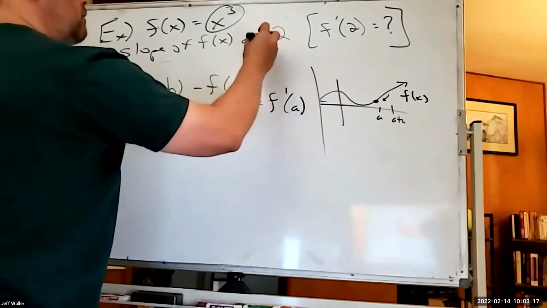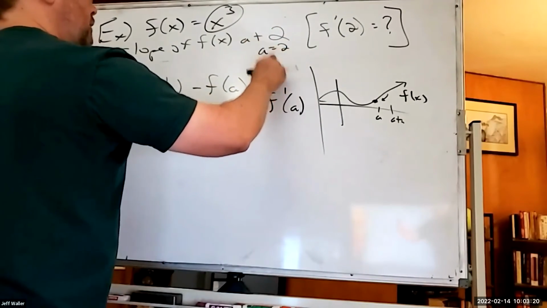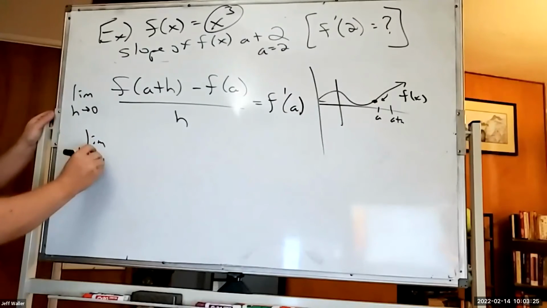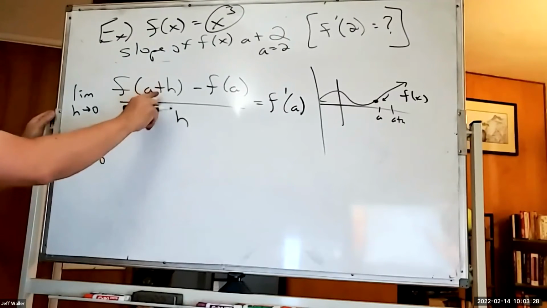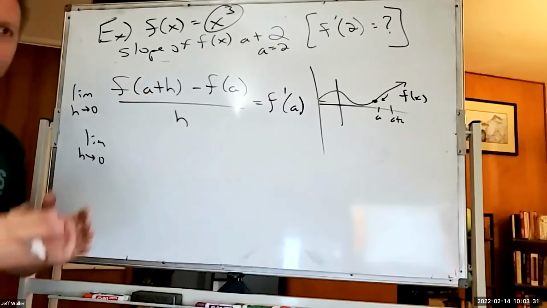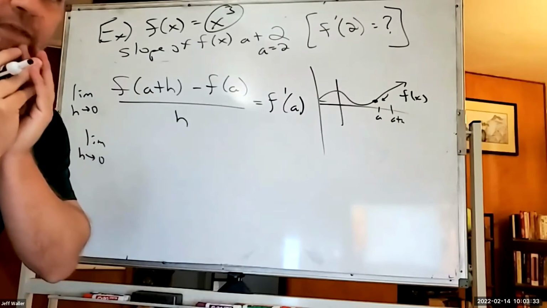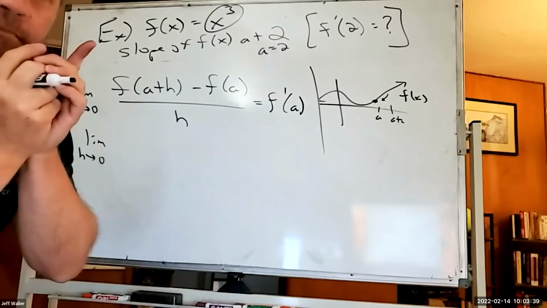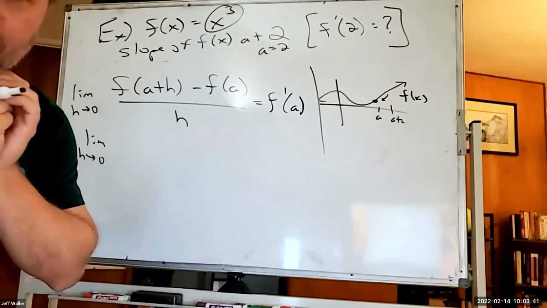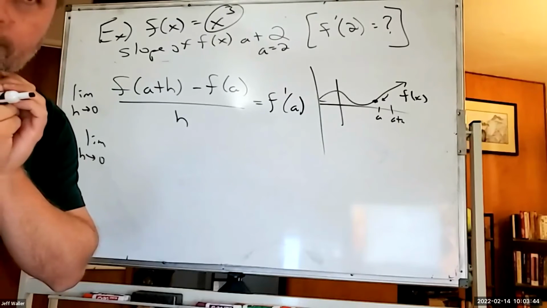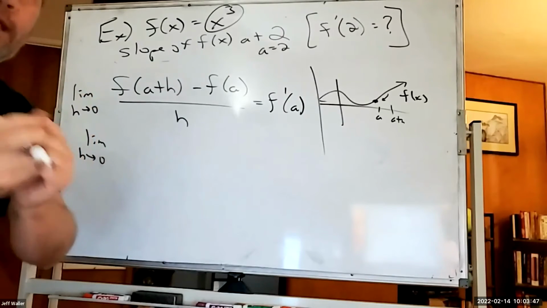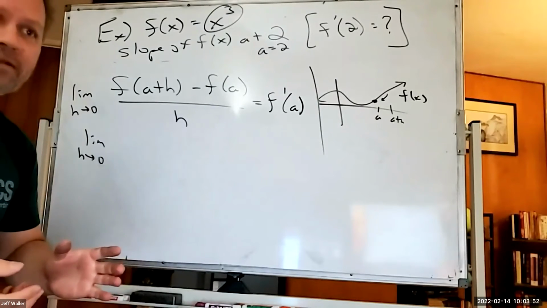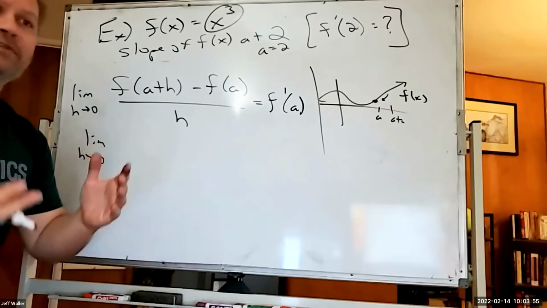So let's do it again using this method. So what does this look like? The limit as h goes to 0 of, now what is f of a plus h? What is f of x? What do I do to anything that I put into f? What is f of 2?